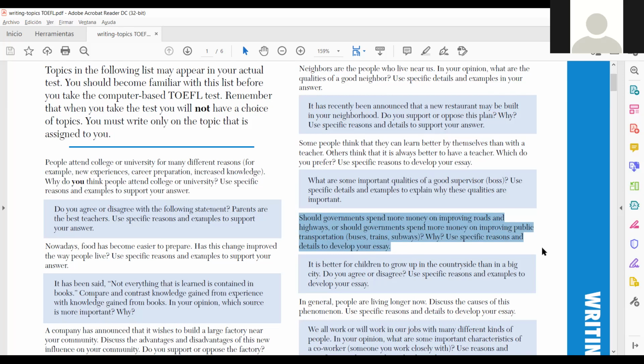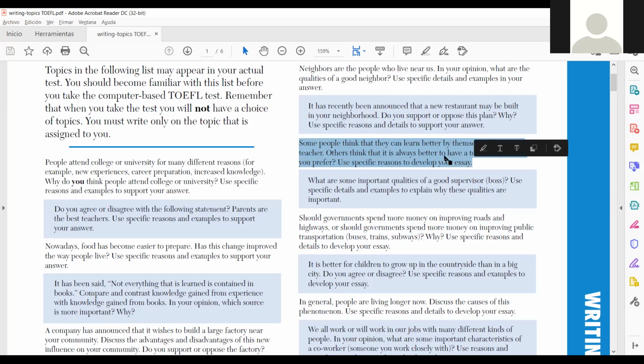I think I like the first one more. This one about teachers. Yes. Okay, so I'm gonna copy this one. I'm gonna put it in the chat box. There you go. Let's see. Okay, here you go.